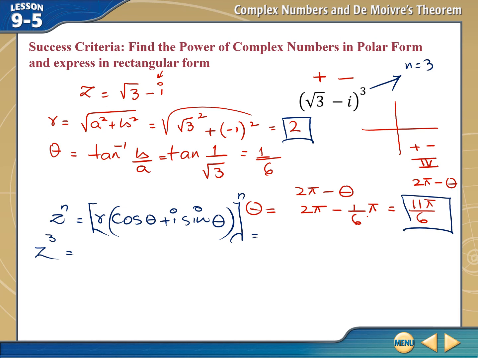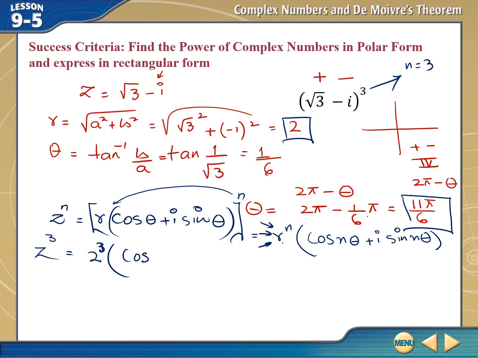Now, how to open it? We first write the r to the power of n, and then we multiply the n with the theta. So we will get cos n theta plus iota sin n theta. Once you memorize the formula, it is just substituting the values. So let's substitute the values. Our r is 2, so write down 2 to the power of 3. Then cosine of n theta. So n is 3 in our case and theta is 11 pi over 6.